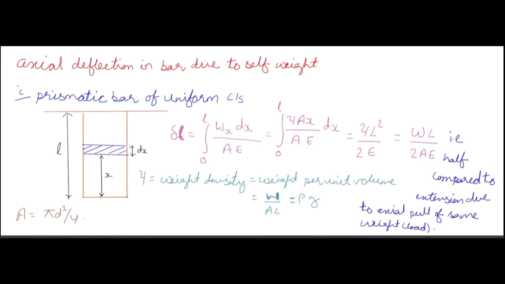Here we have a circular cross section, so A is equal to pi d square by 4. Now conical bar. So this is the conical bar we have.